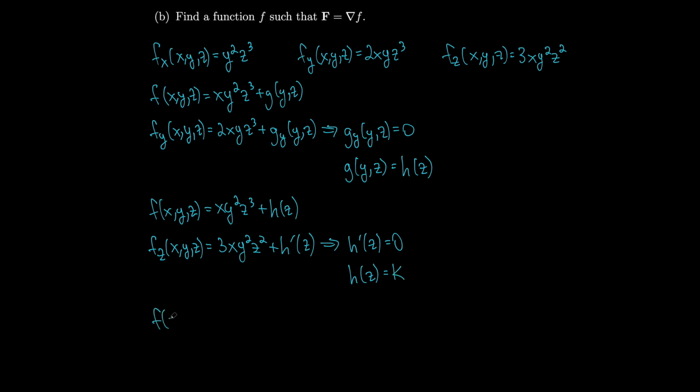So we could say that f of x, y, z, our potential function, must be equal to xy squared z cubed plus some constant k. And you could try taking the gradient, and you'll see that it actually is equal to our vector field.